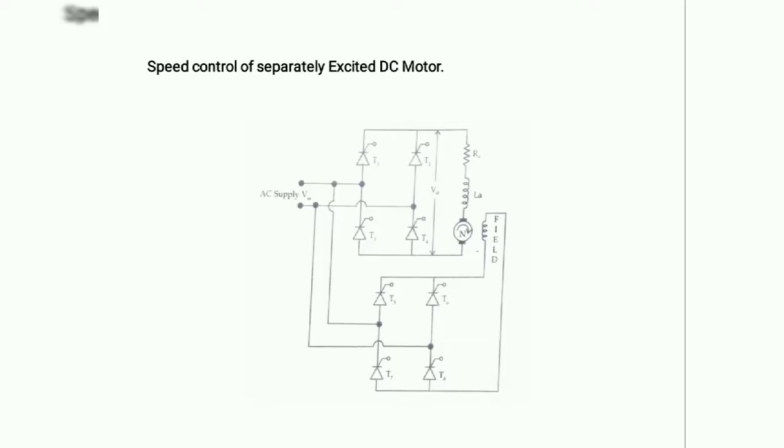Next concept: speed control of a separately excited DC motor. This is also known as the armature and field control method. In this block diagram, the separately excited DC motor is as shown here. The speed of the motor is a function of the back EMF and flux only. The torque T is a function of the flux and the armature current. So if the available power source is DC, then what happens?